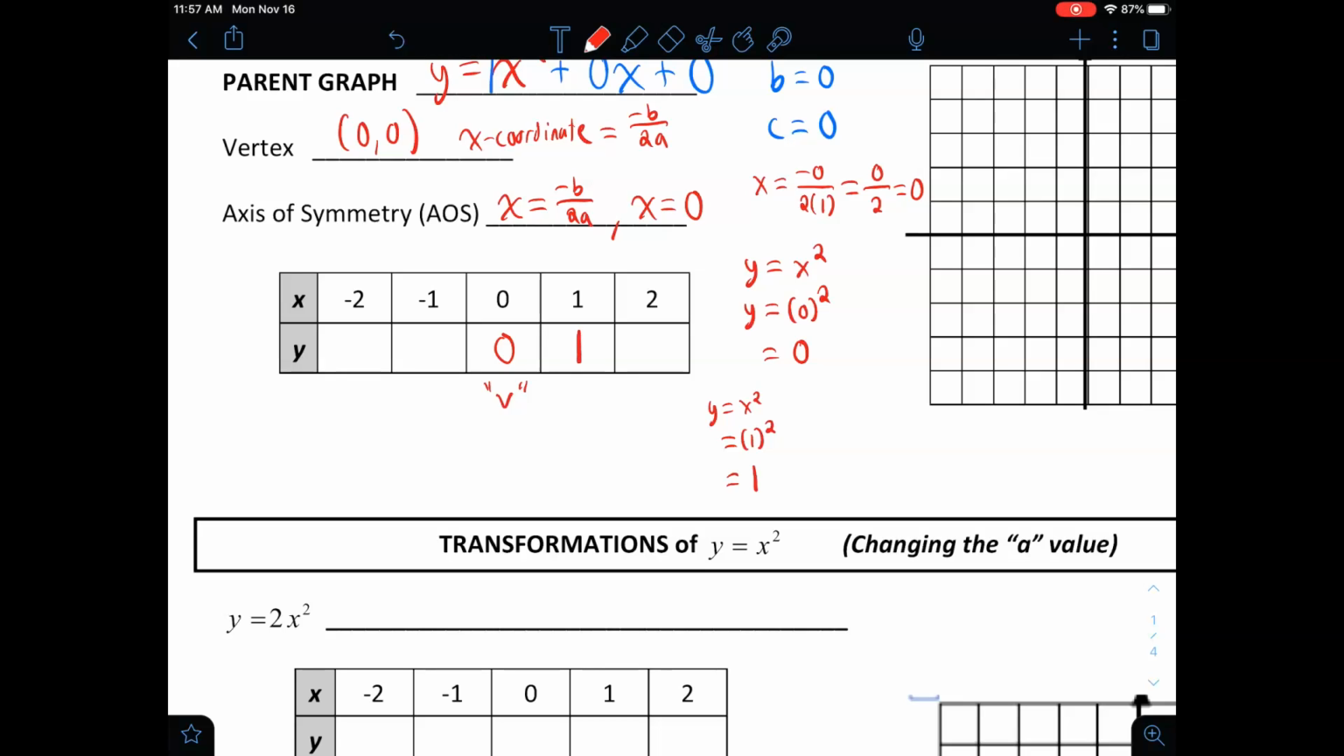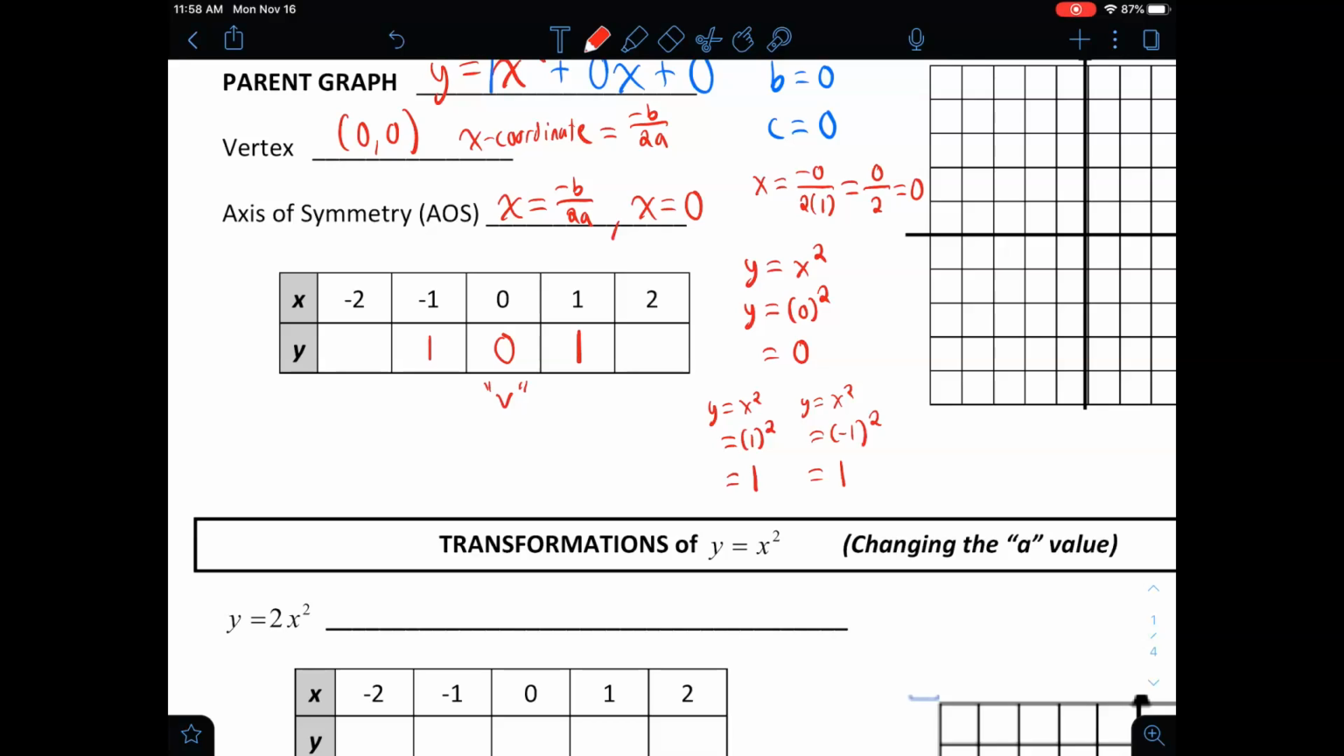Don't write this down, but let's plug in negative 1, right? Y equals x squared. We're going to plug in negative 1 in parentheses squared. Okay, wherever you see an x, you have to put parentheses around the x and plug in the number right there for x, between exponents and everything. Okay, so what is negative 1 squared going to be? Well, it's going to be positive 1.